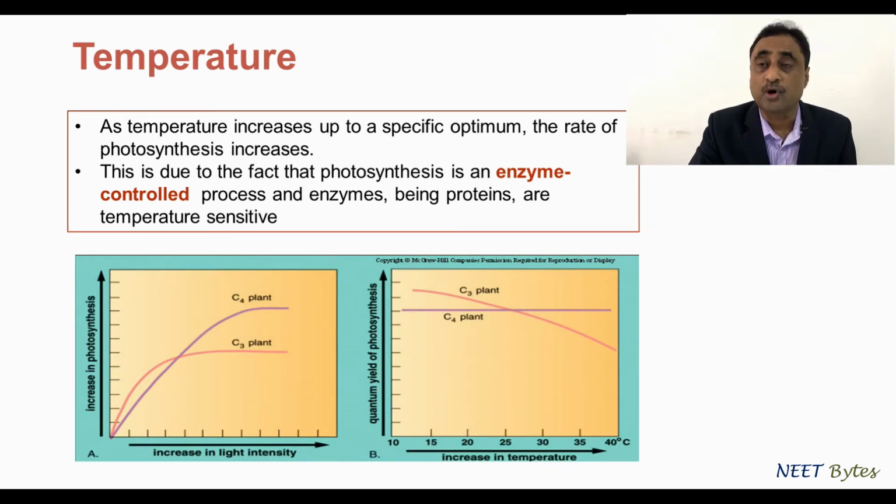But if you compare C3 and C4 plants, there is a sharp difference as far as the optimum temperature is concerned, because in case of C3 plants, the optimum temperature lies at just 25 degrees Celsius. But in case of C4 plants, it is in the range of 40 to 45 degrees Celsius. And we have already studied the reason. The reason lies in the Kranz anatomy. We know about that, right?